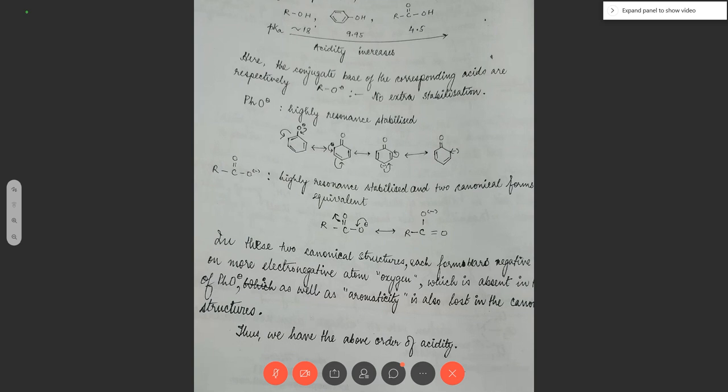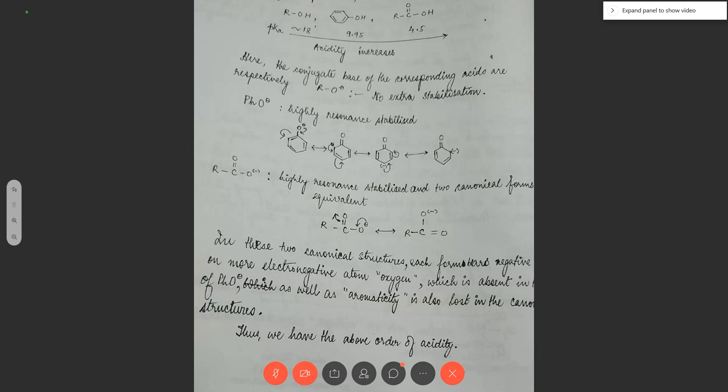Here we can see that acidity increases from alcohol to phenol to carboxylic acid. Here, the conjugate bases of the corresponding acids are respectively RO minus, PhO minus, RC double bond O minus. Like I said, the canonical forms for phenol. Can you see the image? Someone respond, please.